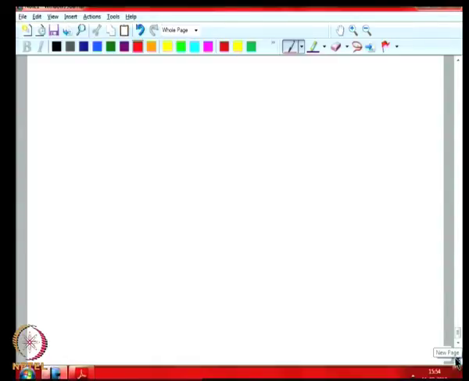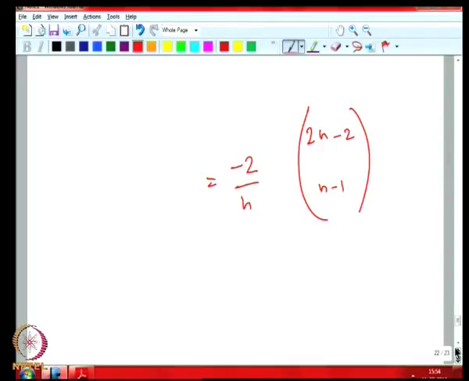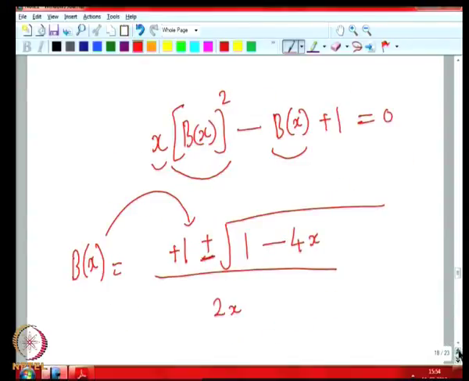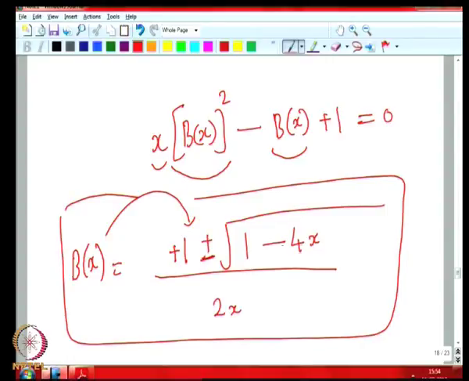So, in principle, this is the coefficient of x raised to n in the expansion of this 1 minus 4x. This will be the coefficient, minus 2 by n into 2n minus 2 choose n minus 1, coefficient of x raised to n. But this is a negative term and it is the coefficient of x raised to n. But then this was not exactly the thing we were trying to do, we were trying to do something more than that. Actually b of x was this. So, we only explored this 1 minus 4x.